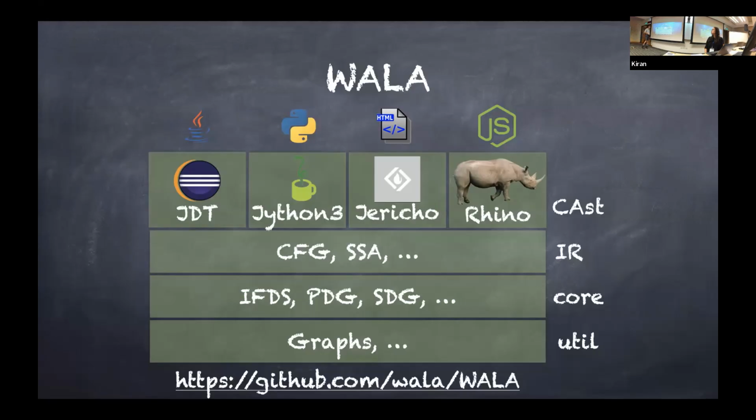The way it works is we didn't actually write parsers and type checkers and whatever else for all 4 languages. We actually use existing infrastructure. For example, for Java, we use a bunch of support from Eclipse JDT for things like parsing, type checking, and after that, we use the results of JDT. For Python, we use the Jython tool system. For HTML, we use Jericho, and for JavaScript, we use Rhino. Each of these has the ability to produce something AST-like.